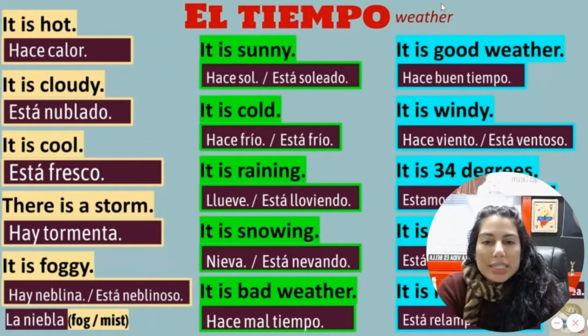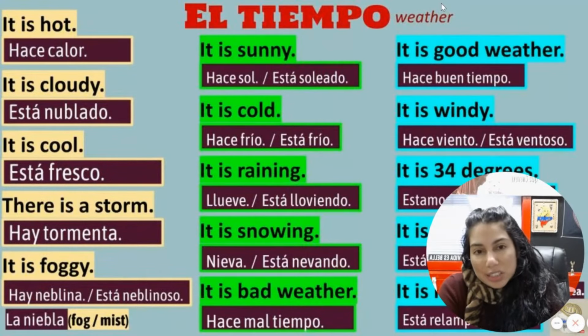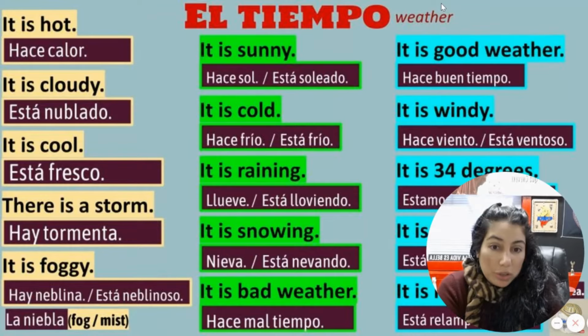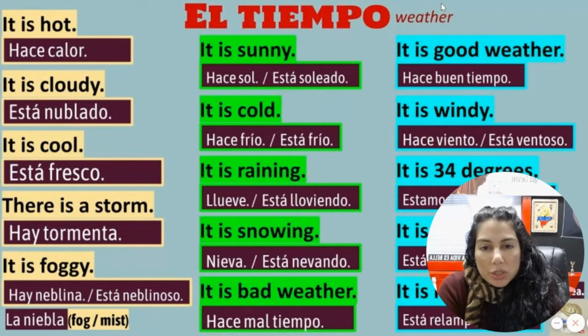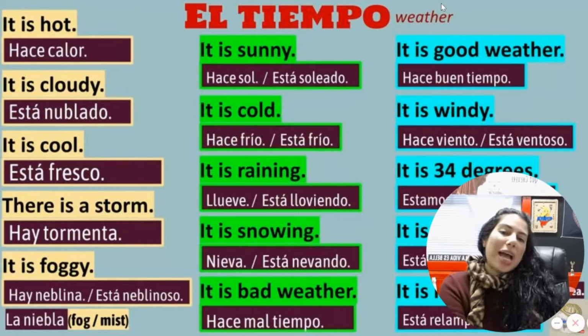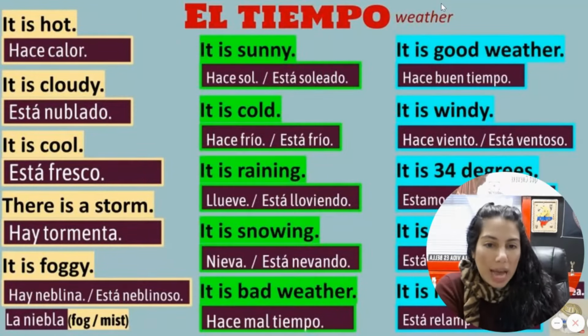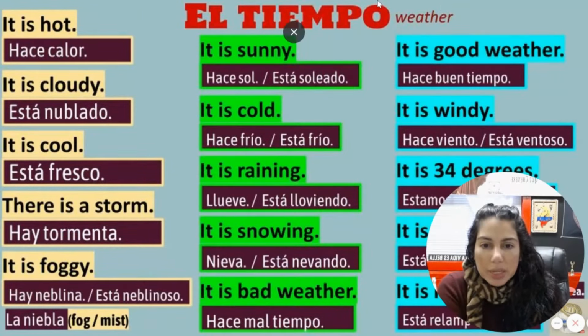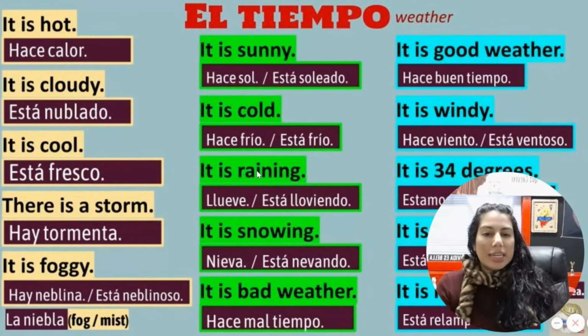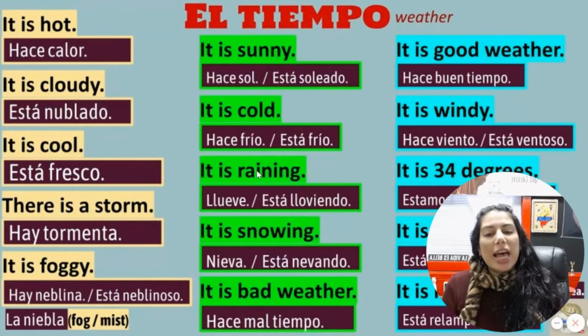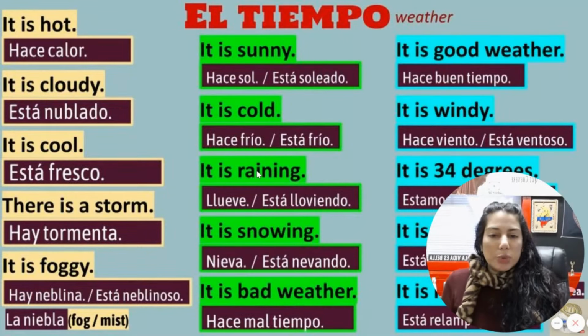It is sunny. You can say hace sol o está soleado. So if you use está, then you're going to use an adjective to describe what you're talking about. So hace sol o está soleado. It is cold, hace frío o está frío. It is raining, llueve o está lloviendo. So just like in English, you would say it rains outside or it is raining outside, and it means the same. In Spanish, we say the same thing.